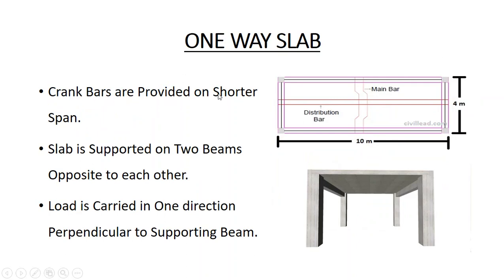The crank bars are provided on the shorter span. As you can see, the crank bars are on the shorter span, and the slab is supported by two beams opposite to each other. The load is carried in one direction, perpendicular to the supporting beam.